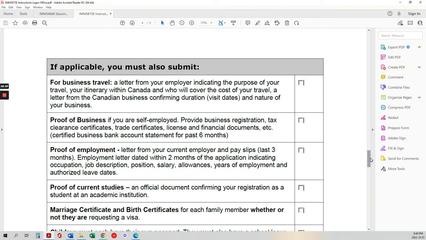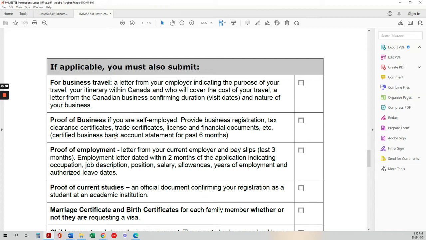Okay, proof of business if you are self-employed. Provide business registration, tax clearance certificates, trade certificates, license, and financial documents, etc. Certified business bank account statements for the past 6 months. When you are applying through a business, they want to see that, yeah, things are really active. You know, you have a nice flowing account for the last 6 months, okay?